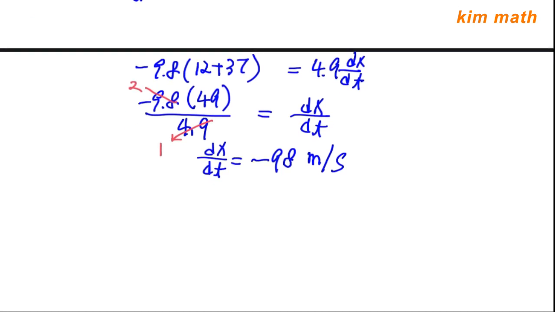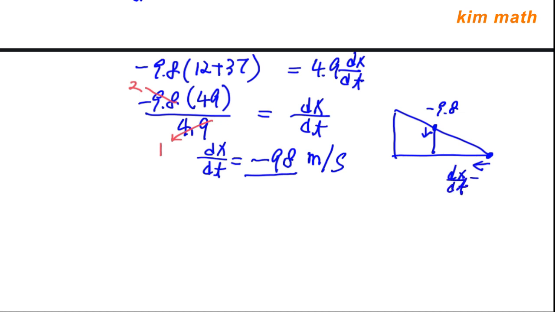Okay, what is the meaning of a negative number? Remember that? When the ball is moving this way at that moment with a speed of negative 9.8 meters per second, now the shadow of the ball will move this way, because we found dx/dt is negative 98, which means the distance of x is decreasing. Is it reasonable?